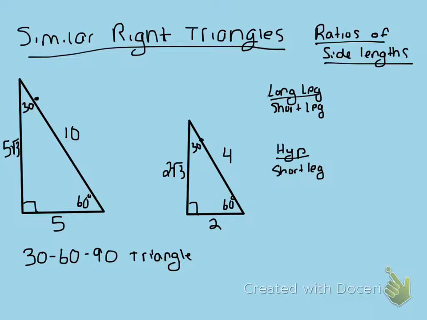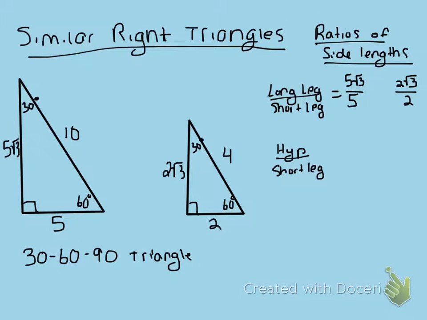Next we have a 30, 60, 90 triangle. In a 30, 60, 90 triangle, the ratios within the triangles are similar as well. So again, we know there's a scale factor because we know that these two triangles are similar, so I'm not going to go through all that. But let's look at the ratio of the long leg to the short leg. Your long leg in your left triangle is 5 square root 3, and your short leg is 5. In the triangle on the right, the long leg length is 2 square root 3, and the short leg length is 2.